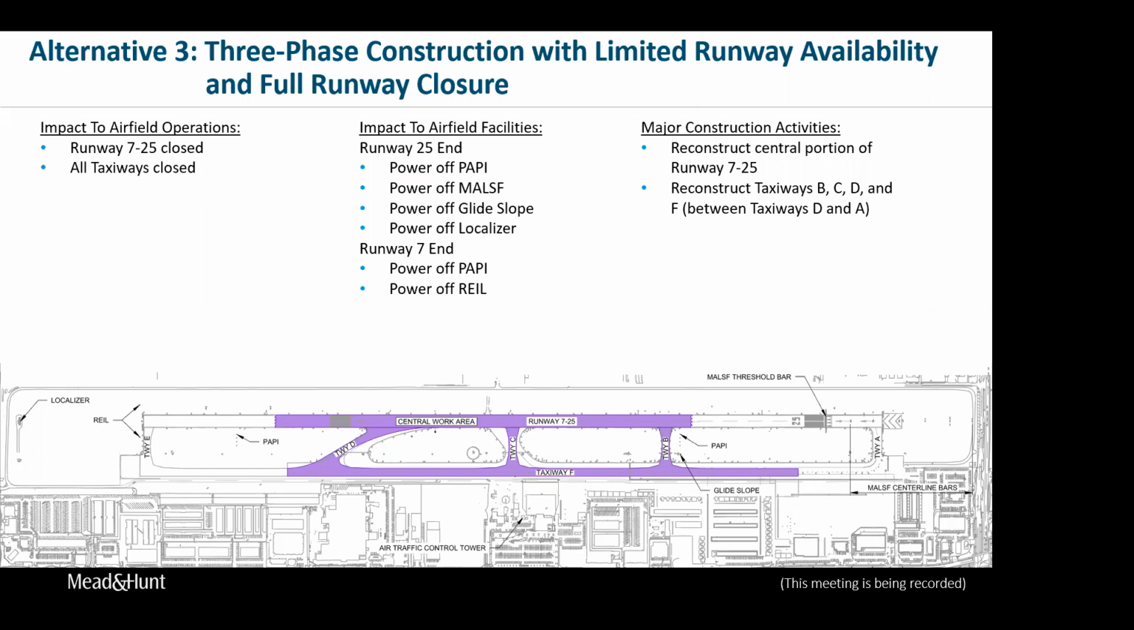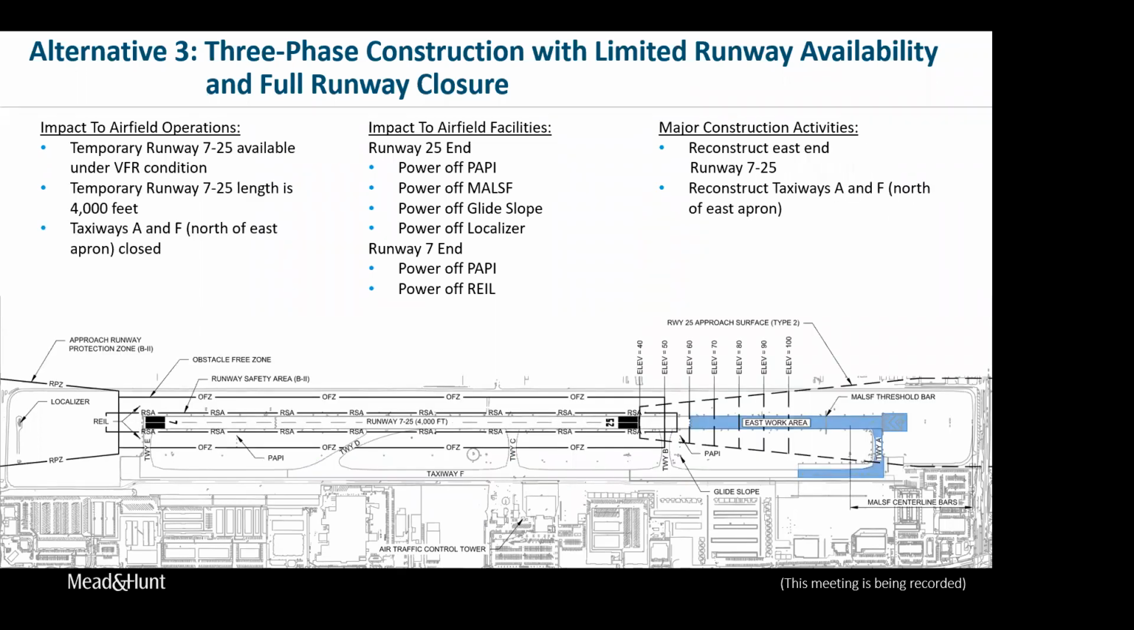And then if you go to the next slide, it's basically just a mirror image of the west, only this time it also includes the MALSF threshold bar construction. So whereas alternative two is likely to be somewhere between 5 to 5.5 months of construction, for alternative three you're going to add another significant phase, probably closer to 6 to 6.5 months to do this one. Next slide, please.